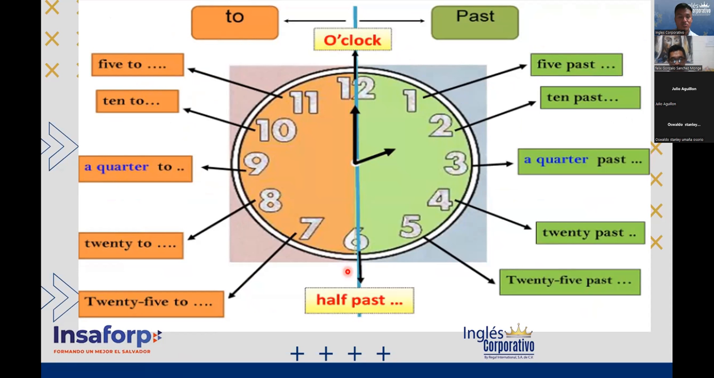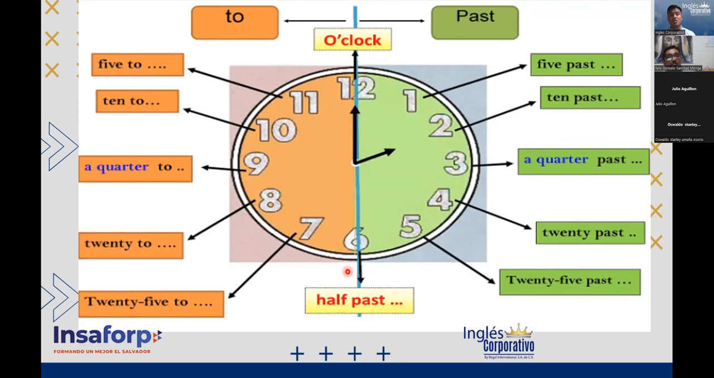Mediodía, lo voy a escribir en el chat. I'm going to say here, we can say, es mediodía, at noon. Es mediodía, it is noon, or it's noon. Contract, mediodía. Now, si quiero decir medianoche, I can say, es midnight, medianoche, it's midnight. That's the way we say it.